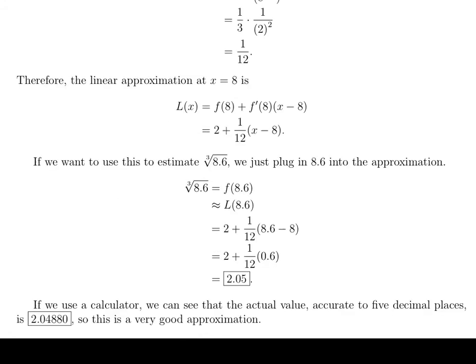I went ahead and plugged this into my calculator and got an approximation accurate to 5 decimal places. I got 2.04880. That's actually really close. You should see that this number is actually pretty close to this number. We're not all that far off. So depending on what we're going to use an approximation like this for, this could be pretty good.